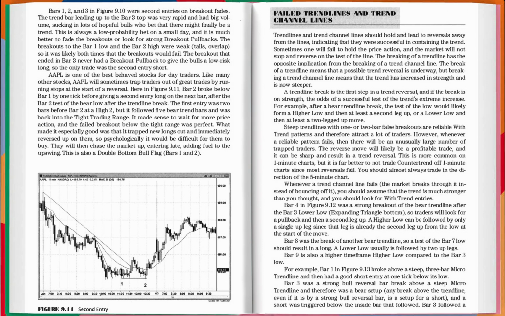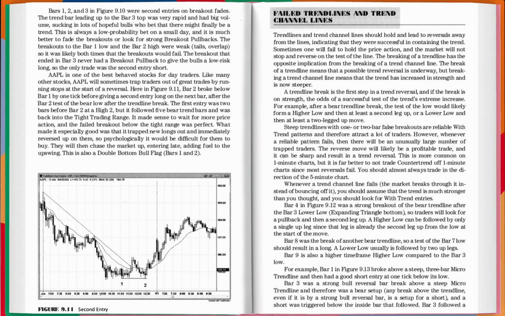For example, bar 1 in figure 9.13 broke above a steep 3-bar micro trend line and then had a good short entry at 1 tick below its low. Bar 3 was a strong bull reversal bar break above a steep micro trend line and therefore was a bear setup.